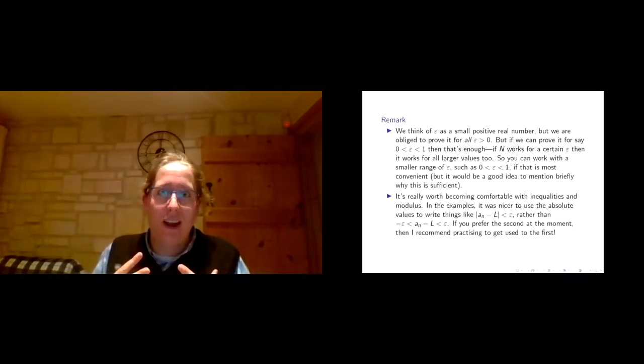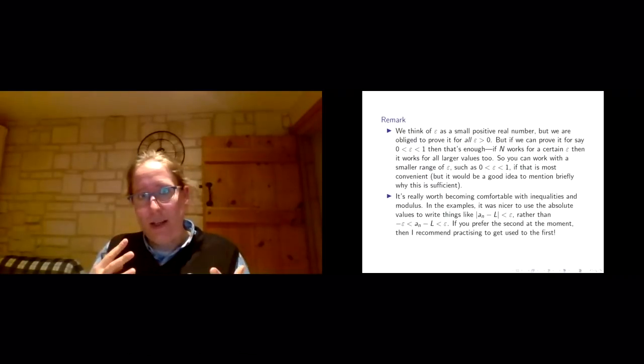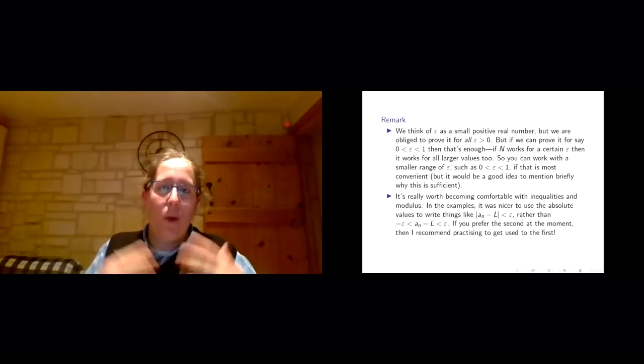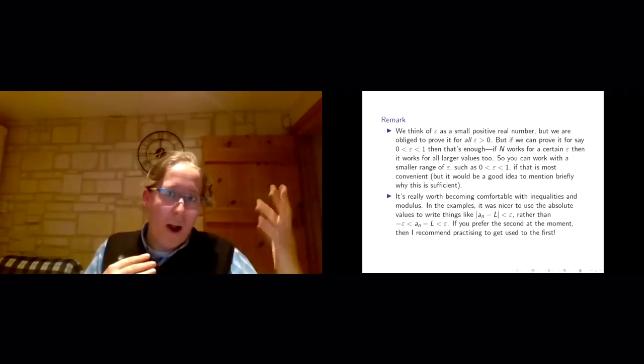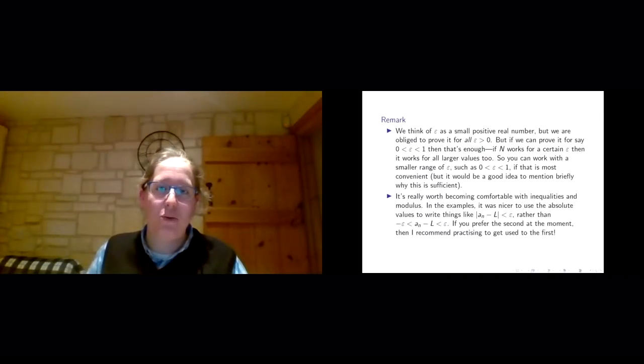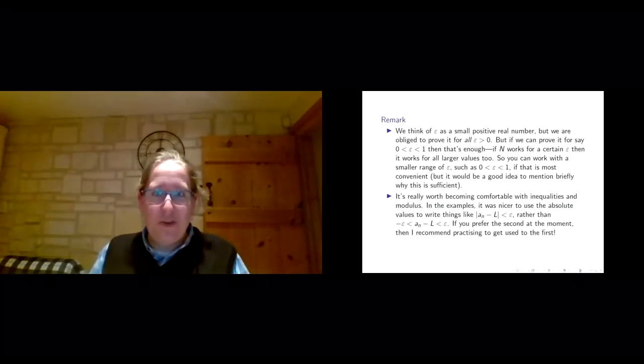Why am I mentioning that? Because sometimes it's convenient to say, take epsilon between 0 and 1. Maybe there's some reason why that simplifies life a little bit. So we can absolutely do that. We should just mention one line why. If we do it for epsilon between 0 and 1, that's enough. Final top tip for now.